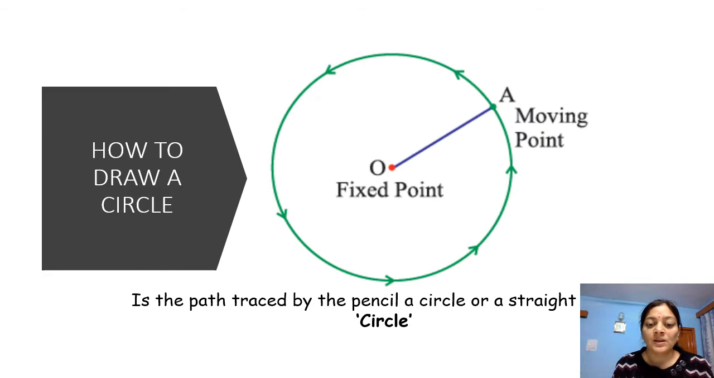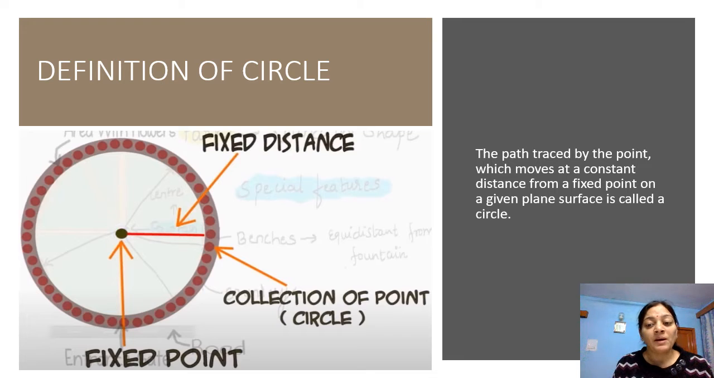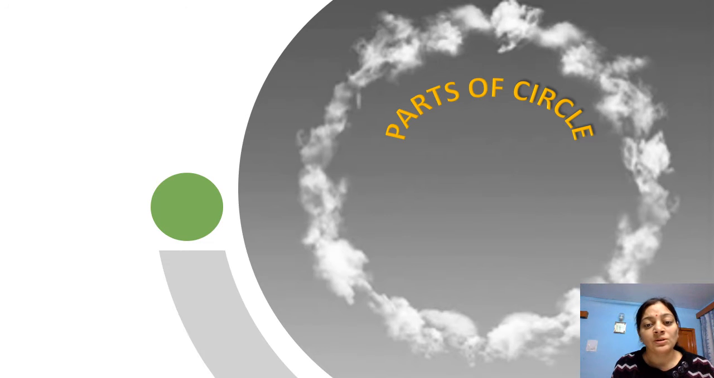Definitely a circle. So in this way we can define a circle: the path traced by a point moving at a fixed distance from a fixed point on a plane surface is called the circle. In other words, a circle is the collection of points at a fixed distance from a fixed point. In fact, a circle is a two-dimensional closed figure. Let's learn about the parts of the circle.